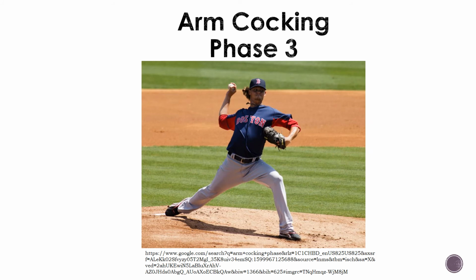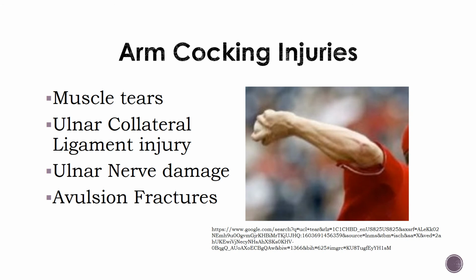The third phase of the throwing mechanism is arm cocking. The arm cocking injuries include muscle tears, ulnar collateral ligament injuries, ulnar nerve damage, and avulsion fractures. You can see from the picture there's a great amount of force that goes into arm cocking.